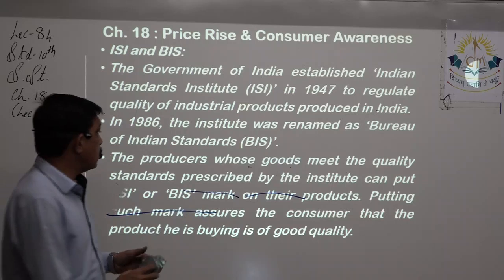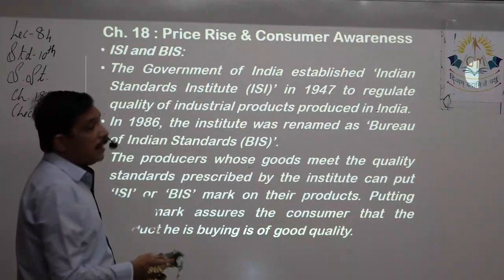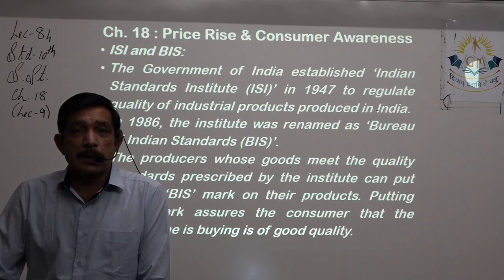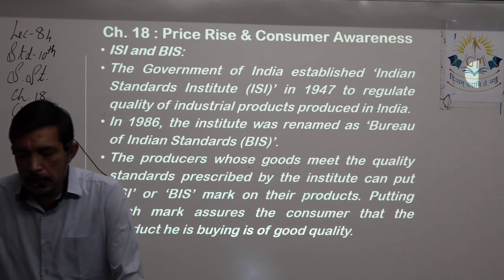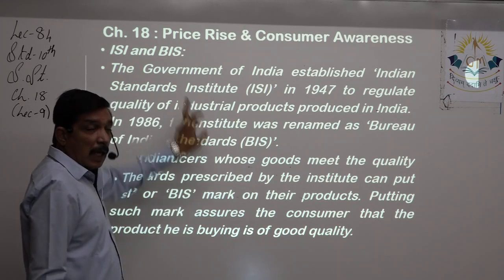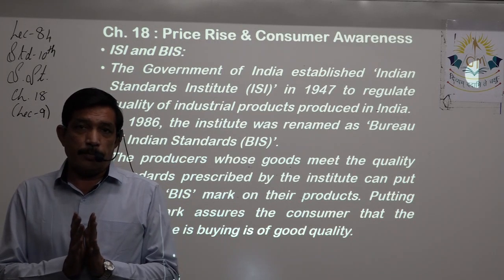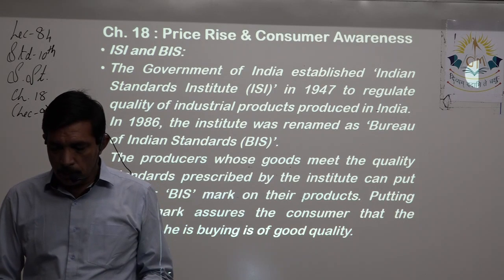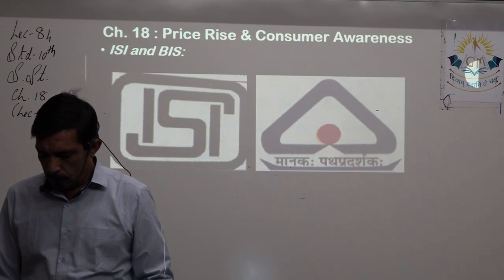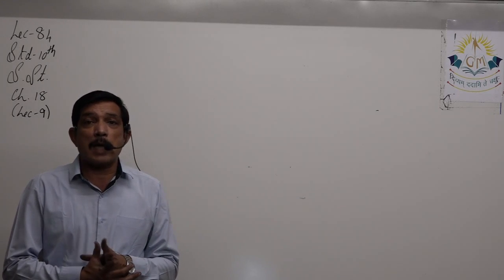Now let us learn it one by one. The first one is ISI or BIS. What is the full form of ISI? You should remember: Indian Standards Institute. Standard comes with an S. Indian Standards, that is, a standard is decided. What do we understand by standard?